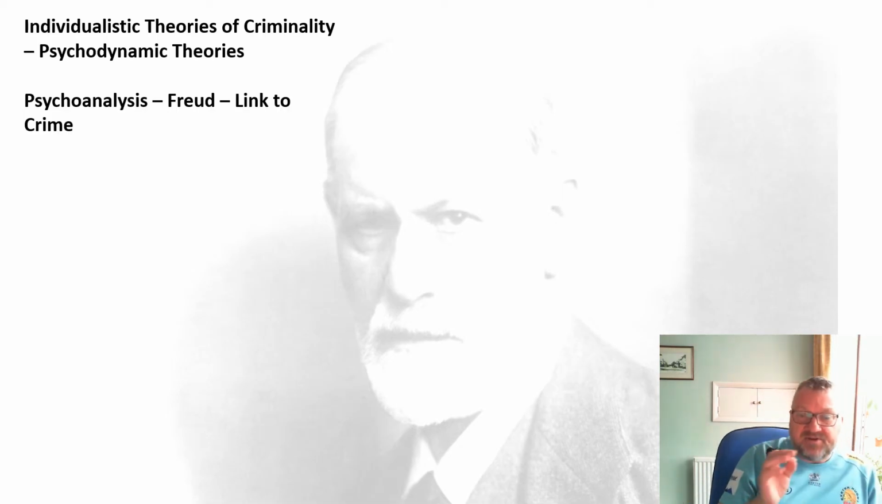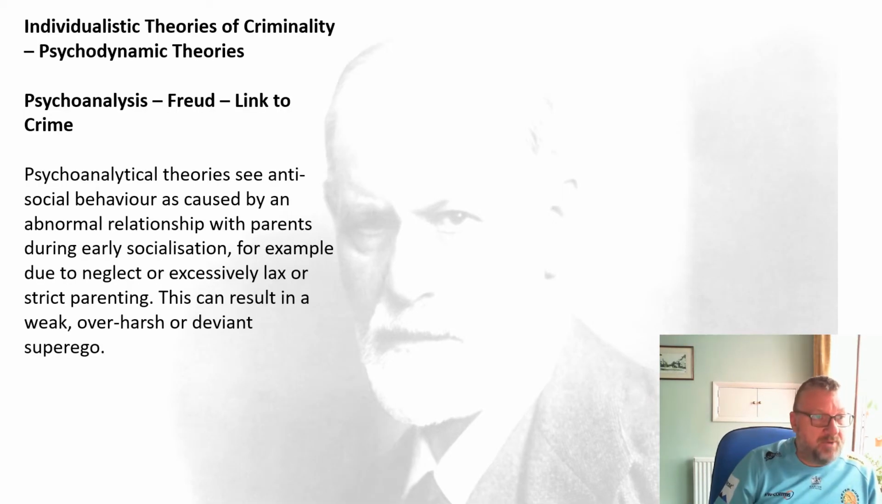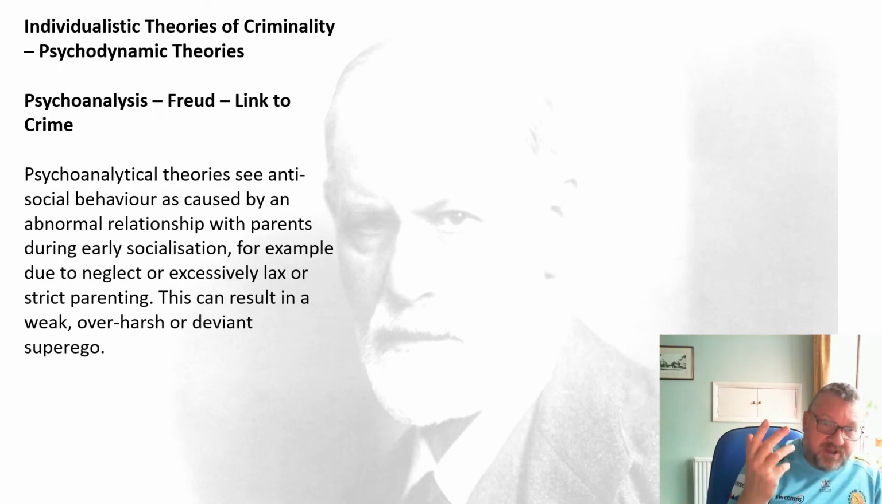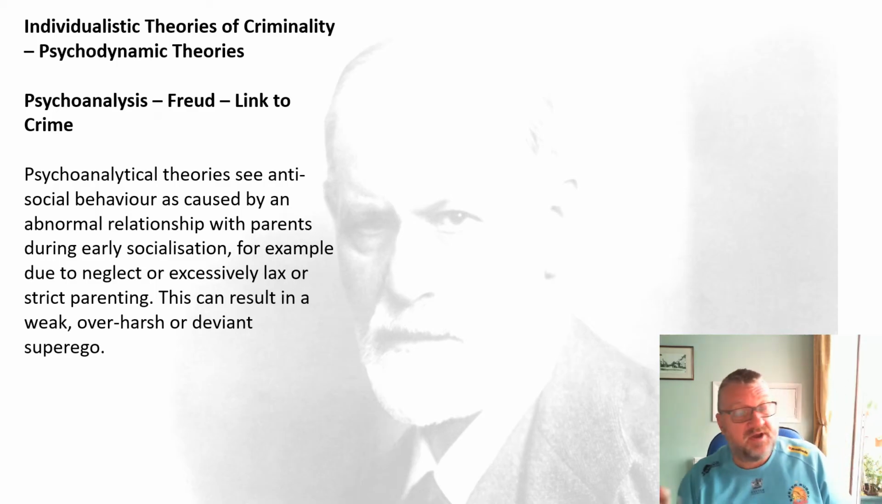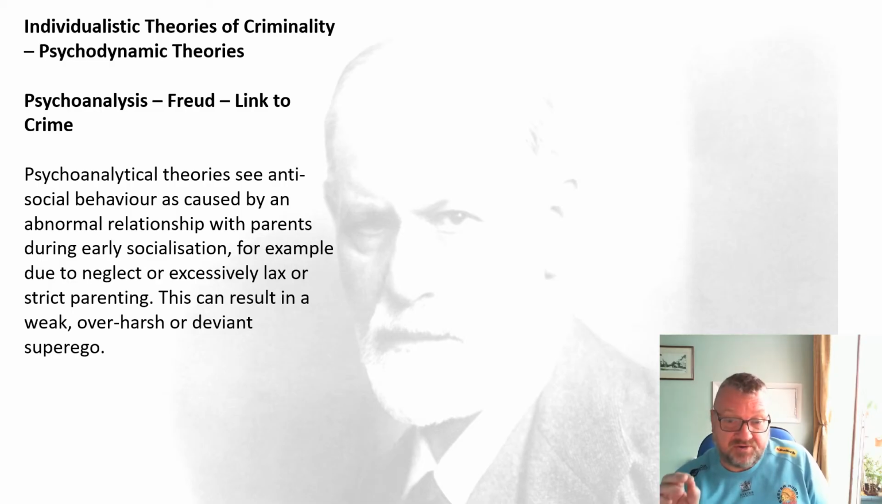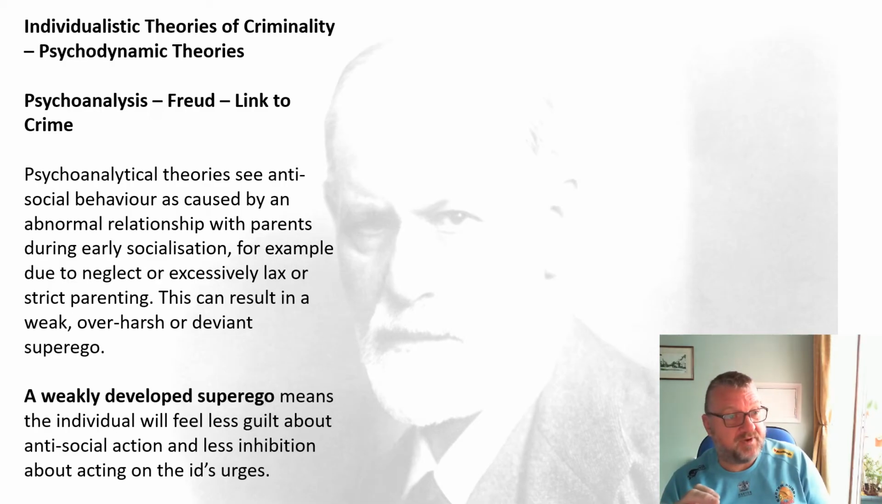So, how does all this link to crime? Well, psychoanalytical theories see antisocial behaviour as caused by an abnormal relationship with parents during early socialisation. For example, a child may be neglected, or parents may be excessively lax or excessively strict. And this can result in either a weak or an over-harsh or deviant superego.